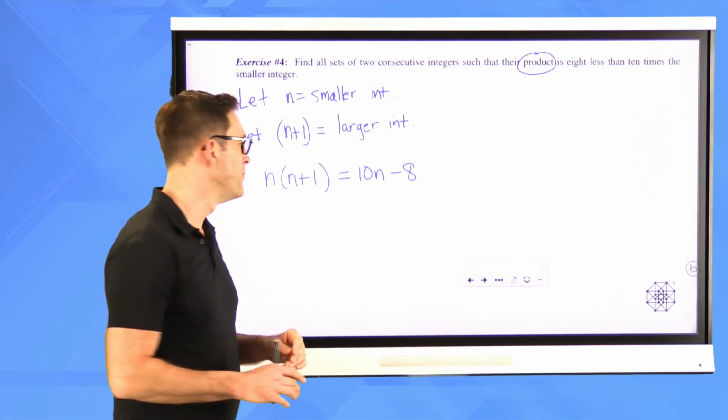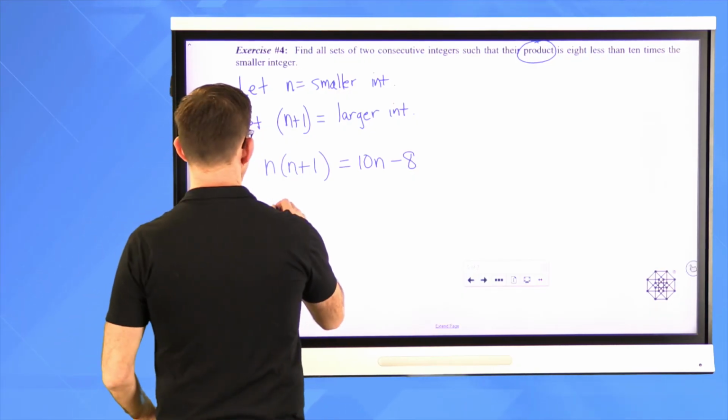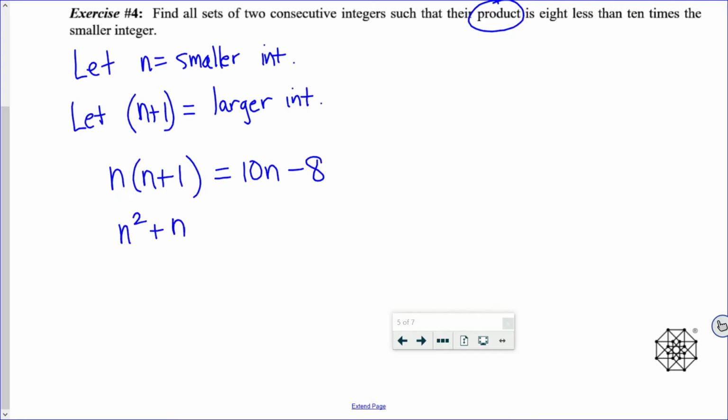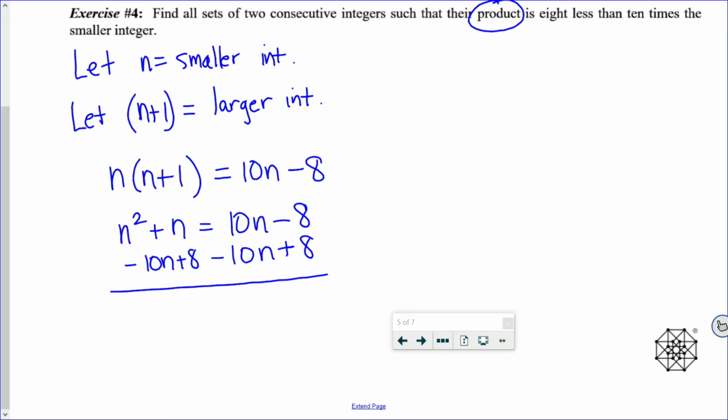All right, let's go through it. So we've got n squared plus n, once I distribute, equals 10n minus 8. I think I'm going to get everything equal to 0, so I'll subtract a 10n and add an 8 to both sides. I think I'll put my result up here. That's going to be n squared. n minus 10n is negative 9n. And we've got nothing that combines with that positive 8, so we're just here.